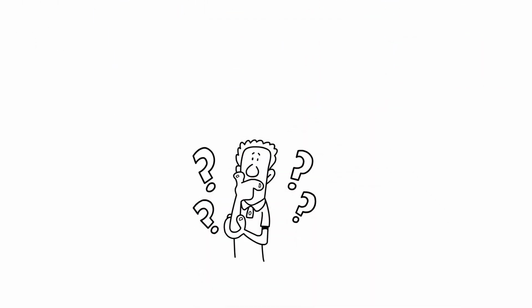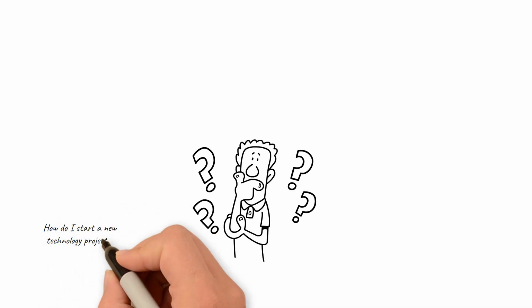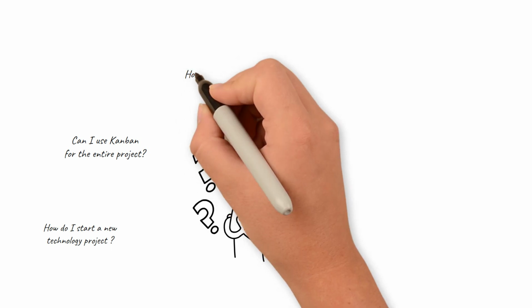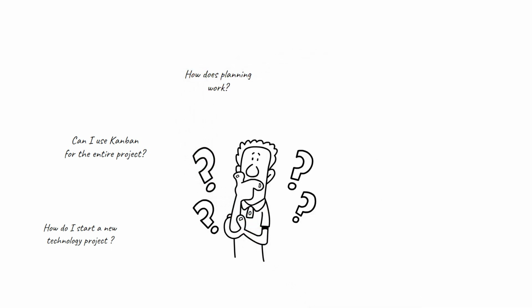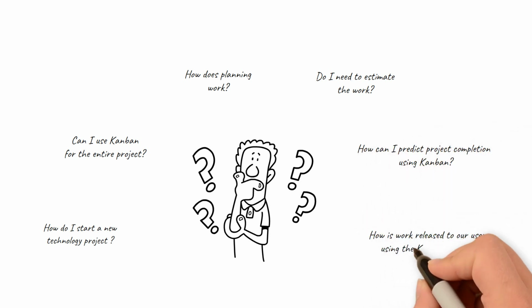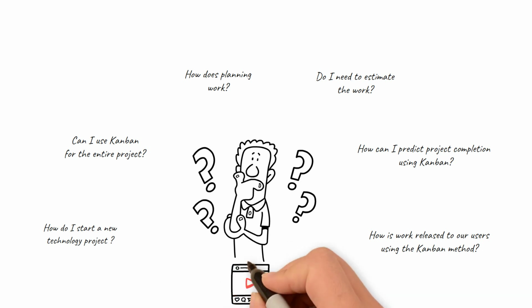But what happens when an entire new project comes in and your team has to work on it? How do you approach a new technology project using Kanban? Is it even possible to use Kanban for a new project end to end? How does planning work? Do you need to estimate the work? How can you predict with Kanban when the project will be done? How is the work released to our users when using Kanban?